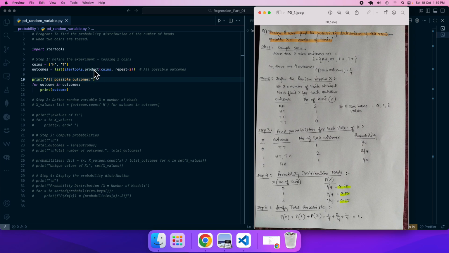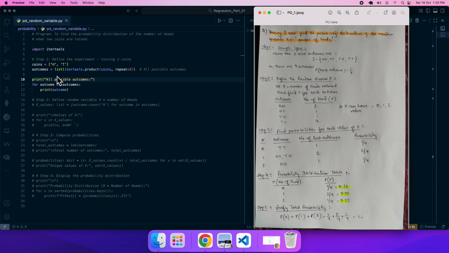This product function is actually a Cartesian product, where you do the Cartesian product of these two items. And how many times are you going to do the Cartesian product? Since you are going to toss two coins, that's the reason I've written repeat equals 2. Had this been only 1, you would have got only one head and one tail. But we have two coins to be tossed, so the Cartesian product will be in the form of a tuple, and the tuple will have two items. And finally each tuple will be inside a list.